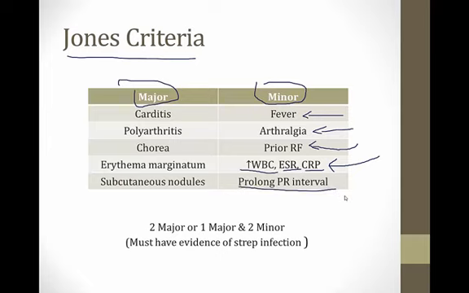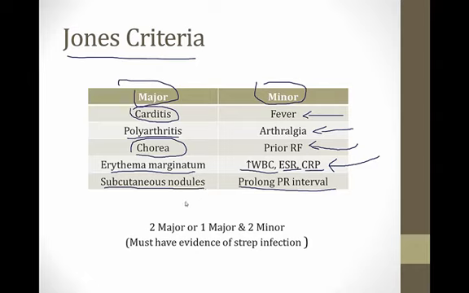The major Jones criteria findings include carditis, which can be myocarditis or damage to the heart valves, polyarthritis, so this is not just going to be pain in joints, but this is going to be inflammation of multiple joints, chorea, which is a movement disorder, erythema marginatum, which are pink rashes. They're usually big circles on the trunk or on the legs, and then subcutaneous nodules.